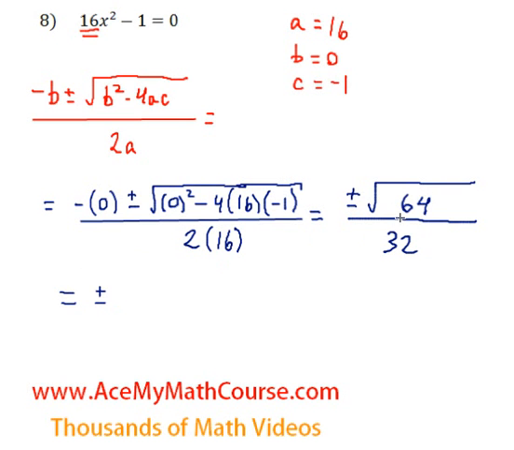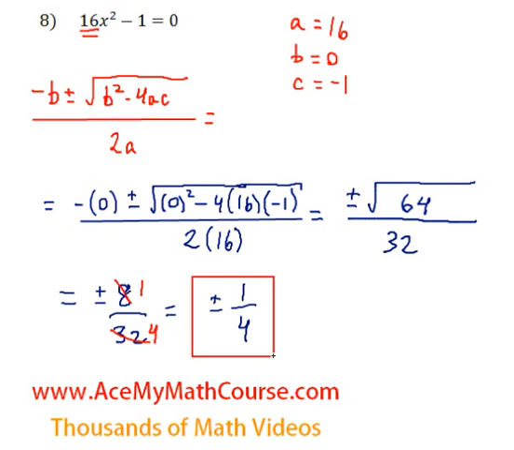The square root of 64 is just 8. So this is our answer. Well, we can simplify a little bit. 8 divided by 32 is just a quarter, because we can just divide top and bottom by 8. 8 divided by 8 is 1. 32 divided by 8 is 4. So we just get plus or minus 1/4, and that is our solution. That's it.